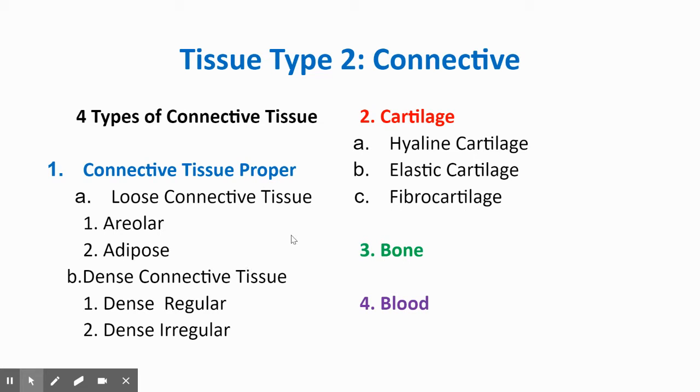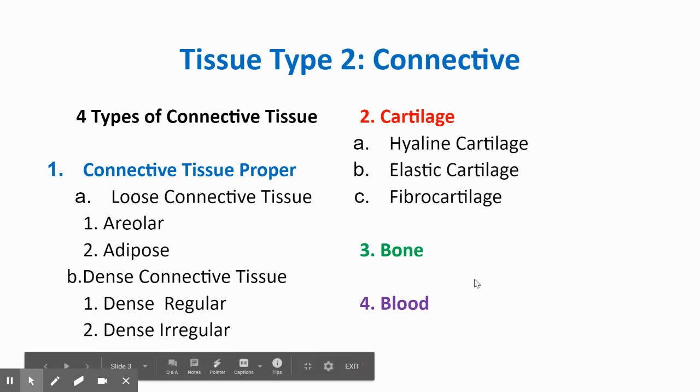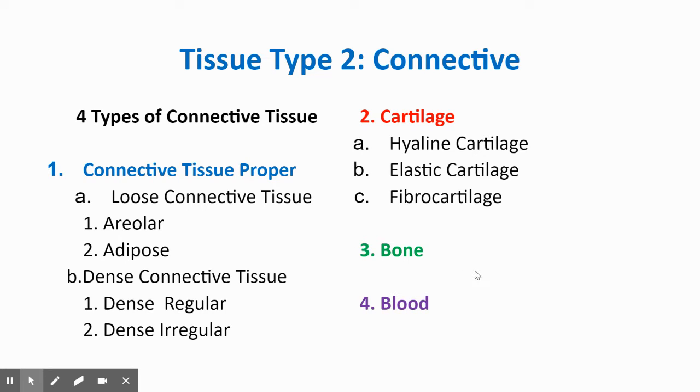And so today we're going to focus on the connective tissues on the right-hand side, which is cartilage, the different types of cartilage listed there, bone, and blood. So that's what we're going to be focusing on today: the different types of cartilage in the body as well as bone and blood.